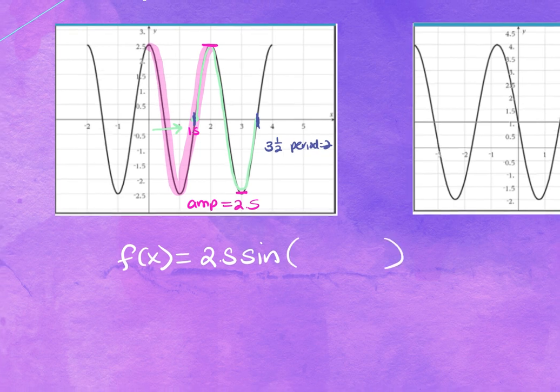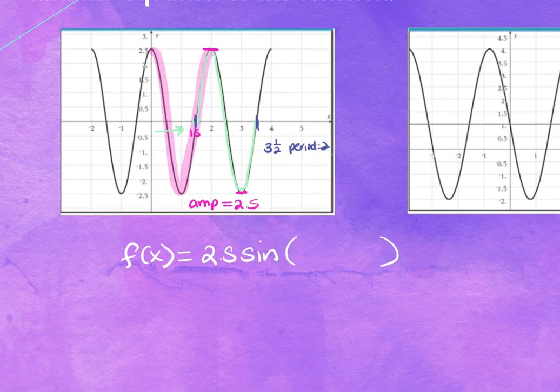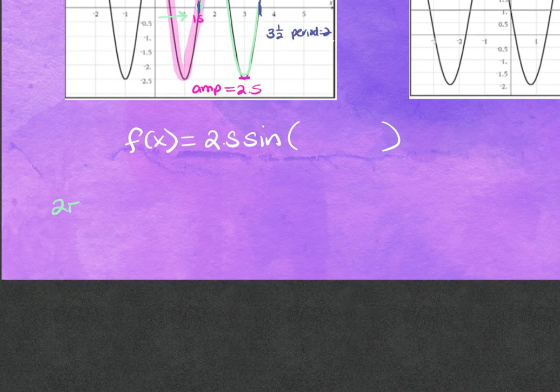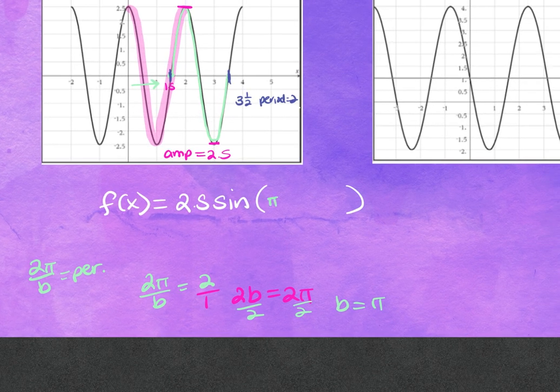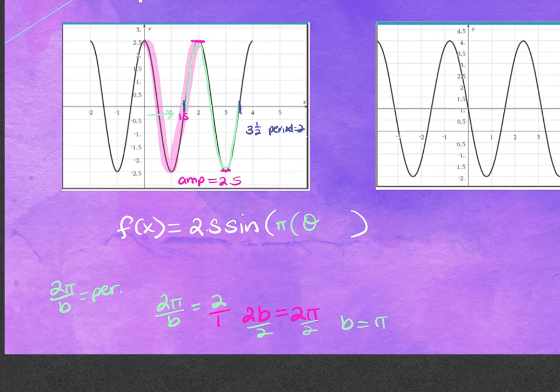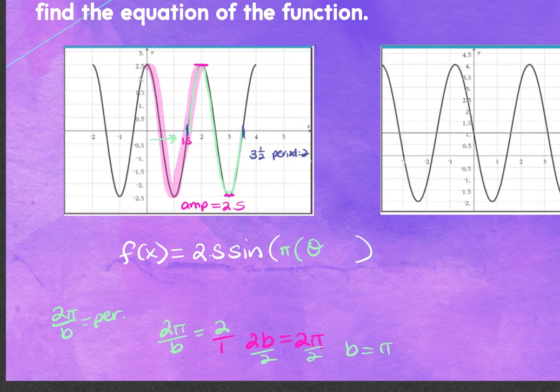Now my period has to get shifted. So the period being 2, if I want to find b, remember 2 pi over b equals the period. So if 2 pi over b equals 2, and I want to solve for b, I can cross multiply. 2b equals 2 pi, divide by 2, and b is pi. So the b is pi times theta, with my phase shift being to the right, which it could go either way, but we're going to say it's going to the right 1.5, so this would be a minus 1.5.